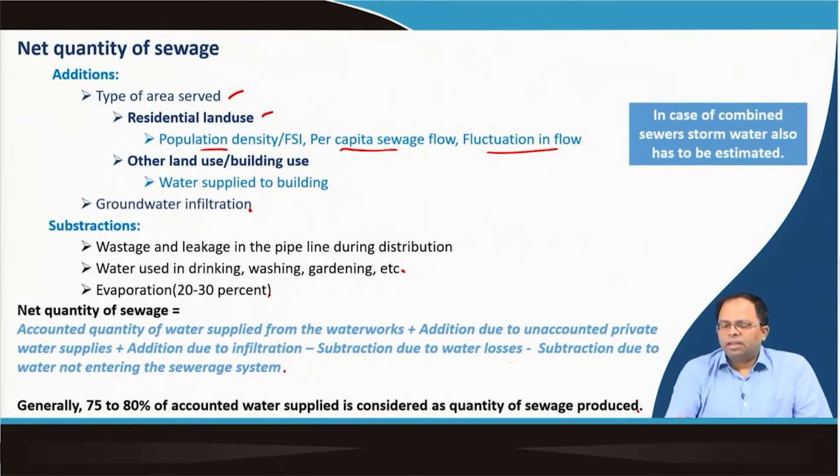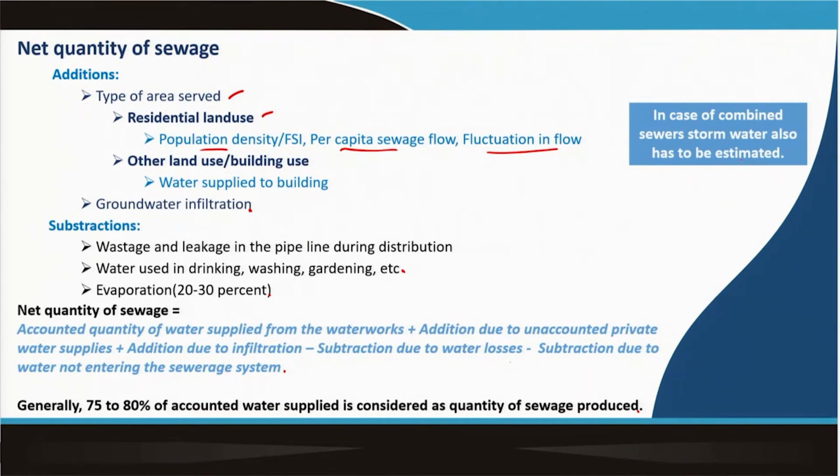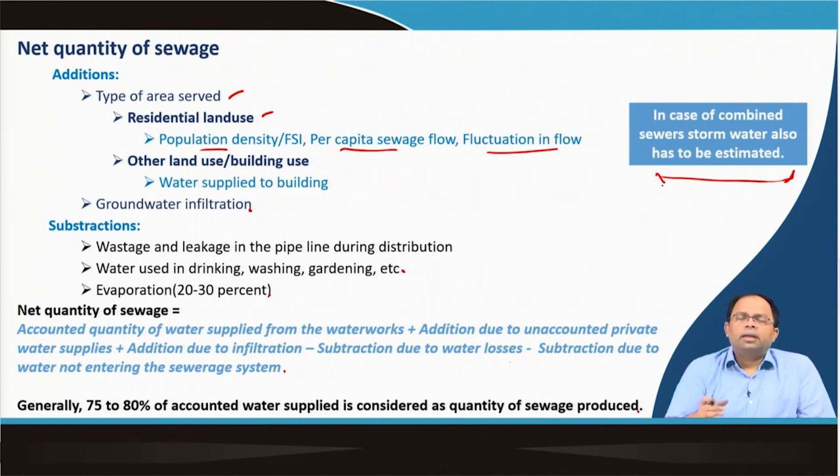In case of combined sewer, storm water also has to be estimated. So, that is in excess. We have not talked about storm water actually, we are just talking about the sewerage pipelines. But if we consider storm water as well, or we consider combined sewer systems, in that case we have to do detailed estimates for storm water. So, we will take that up in the next lectures.